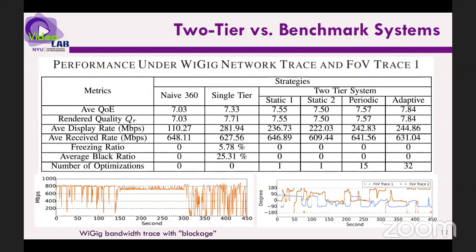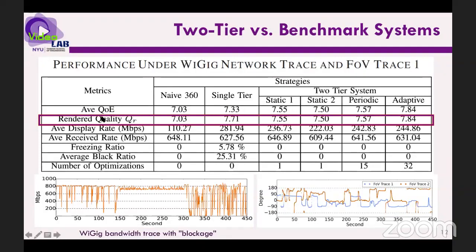So we have simulated our system using real-world wireless network traces and user FOV traces, and compared the two-tier system with two benchmark systems. The first benchmark system simply sent the entire 360 video for robustness. The second system sent only the predicted FOV. We will look at three performance metrics.